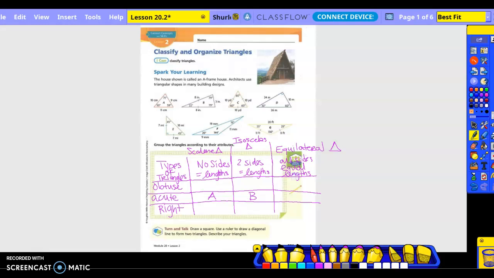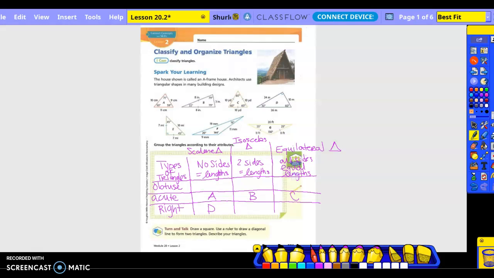Okay, letter C. All of those angles are what? Acute, and all the sides are the same or equal. So letter C is going to go right here. Letter D. You have what? A right angle, so it's a right triangle, right? And then the sides are what? Not equal. So letter D would go right here, correct?